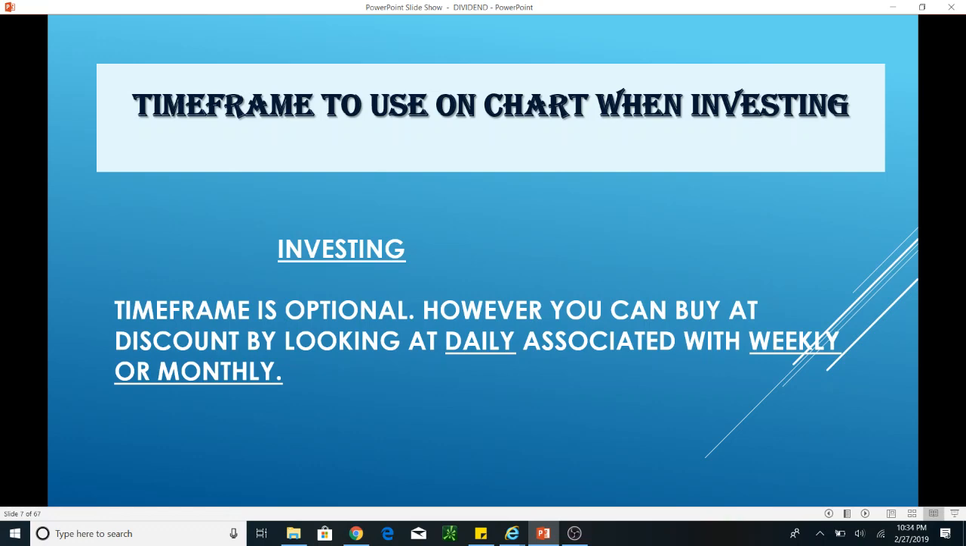They can take a better decision by doing that. So most of the time, people that are professional, they might have the money, but they don't want to buy at a certain point when they're investing. They wait for the stock to come at a certain level before they take action. So you can do that as well by looking at the daily associated with the weekly, and you can take a better decision by buying some good companies at discount price.